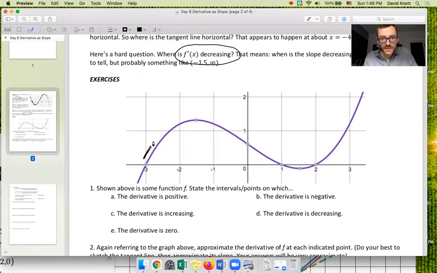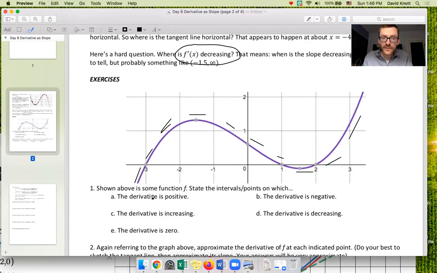Is it positive here? It certainly seems that way. So yes, it's positive there, and it's positive here, and it's positive here. And the slope of the tangent line is positive all the way up to here, because the slope seems to be 0 there. And then after that, the slope appears to be negative for a while. And then here it's 0, and then the slope is positive again.